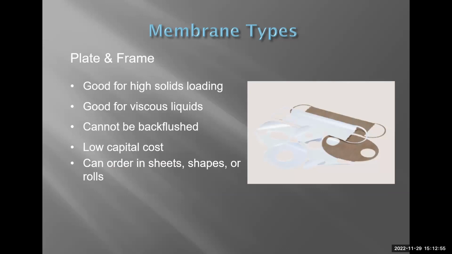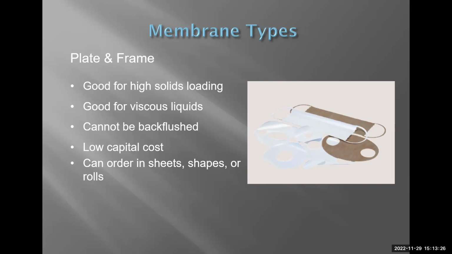Plate and frame membranes are typically always polymeric type membranes. These ones are flat sheets that run on support plates. They're good for high solids loading and viscous liquids due to the channel length and the height of the plate and frame. However, these ones are polymeric membranes on some sort of backing material, such as polypropylene, and you cannot backflush them. Otherwise, the membrane gets unseated from the backing material and it'll rip the membrane.